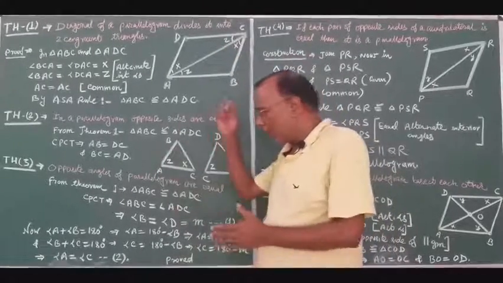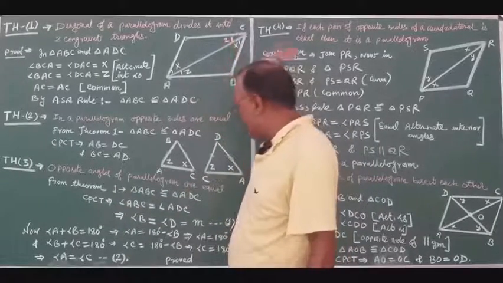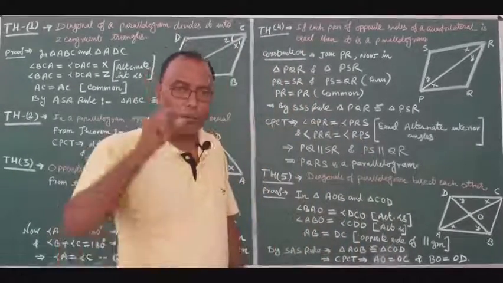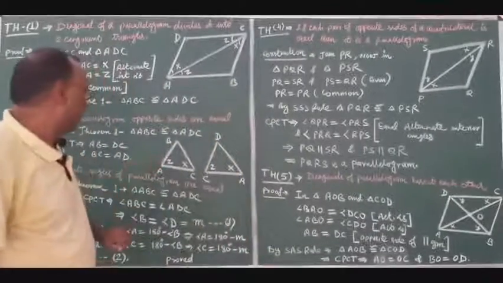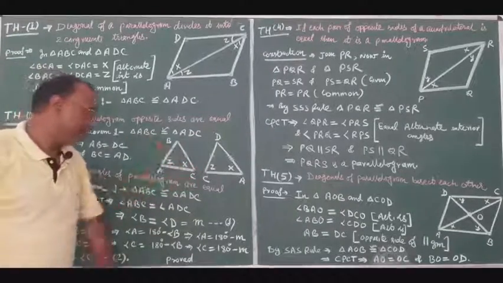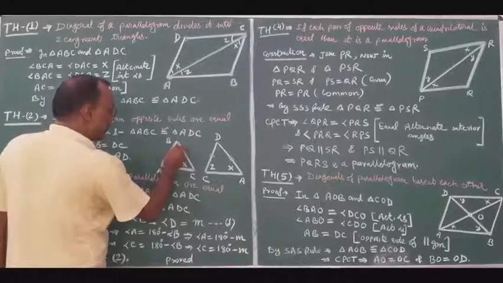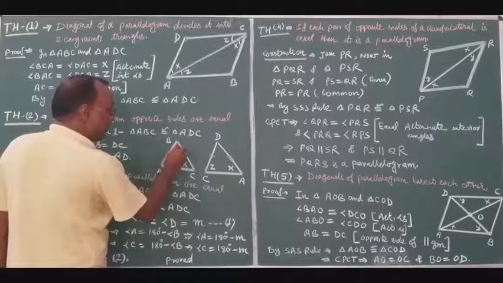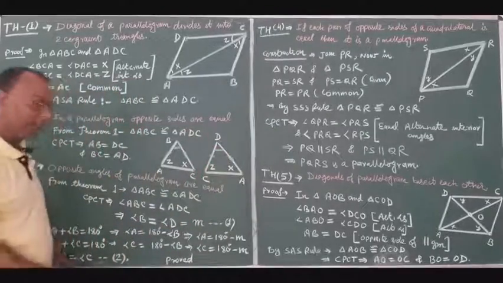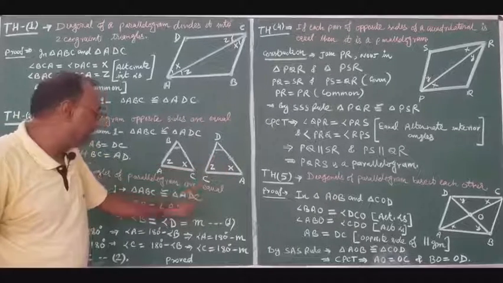Again, use theorem number 1. From theorem 1, triangle ABC is congruent to triangle ADC. Again we will use CPCT. Both the triangles are in the correct position. Now what is left? Just look here. This angle ABC will be equal to this one, ADC. This is the CPCT. Angle ABC will become angle ADC.